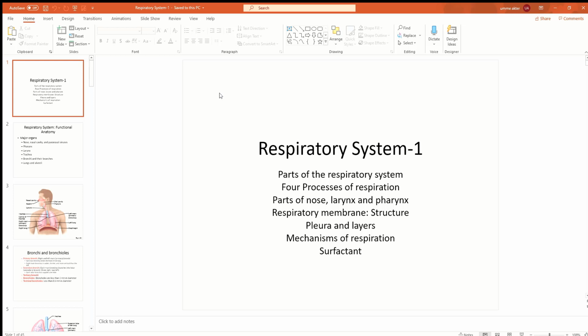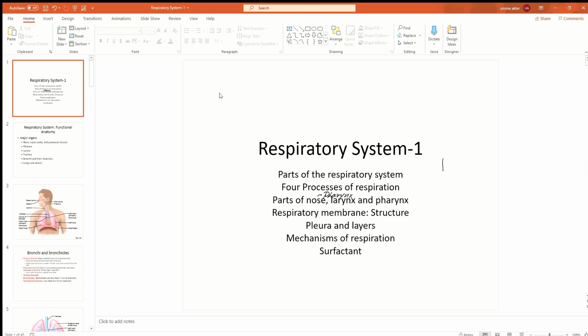The uppermost organ or structure is the nose. Inside the nose you have the nasal cavity, so you only see a small part of the nose from outside, the external nose, but inside the nose you have the nasal cavity that we don't see from outside. Then you have the pharynx, and then larynx, then trachea.